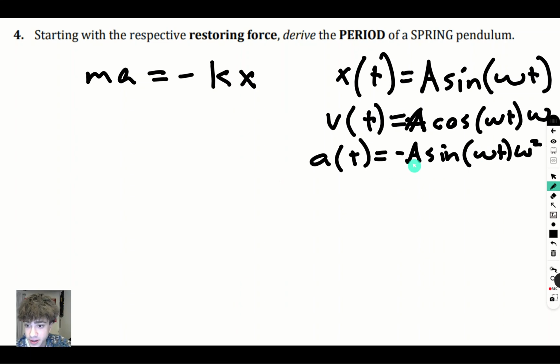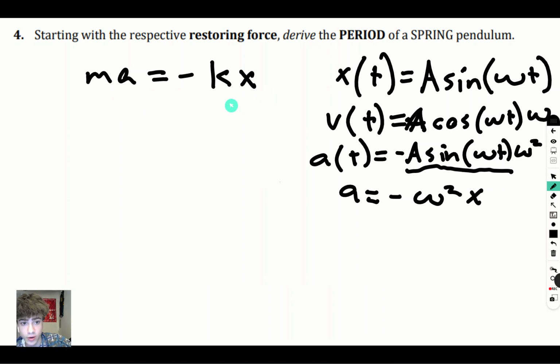But as we can see here, we have an a sine omega t in the bottom, and we also have one in the top, so we can just call this term right here x. So let's rewrite this. Our acceleration is negative omega squared x. And so now that we have acceleration on this side, let's find acceleration using the restoring force. All we have to do is divide both sides by m, and that'll give us a is equal to negative k over m times x.